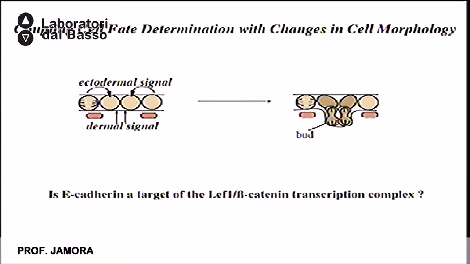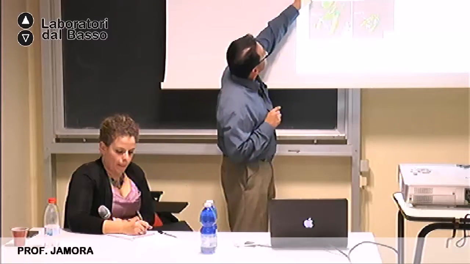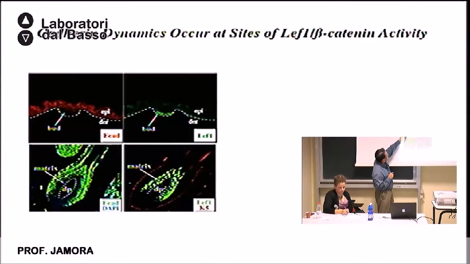tissue. Okay, so this is actually kind of interesting, because this is a picture of how the cadherin dynamics work. So this white dotted line is the basement membrane. Here's the epidermis, and here's the dermis. And this is the bud where the new hair follicle is going to be formed. And you can see that in the areas where LEF1 is expressed in this bud, E-cadherin is downregulated, right? So there is a correlation already, if you just look at staining, that there might be some connection there.